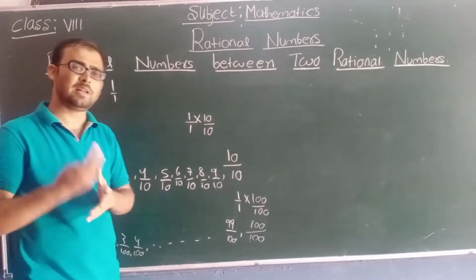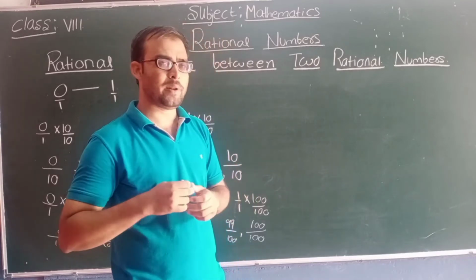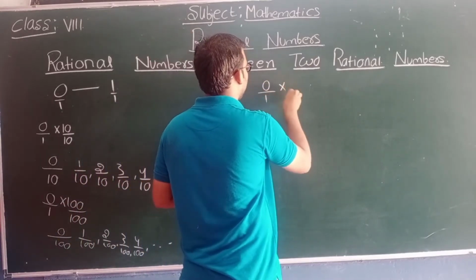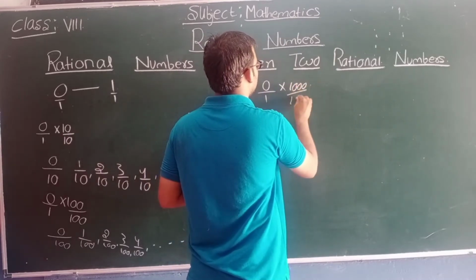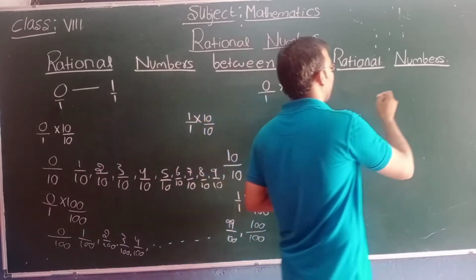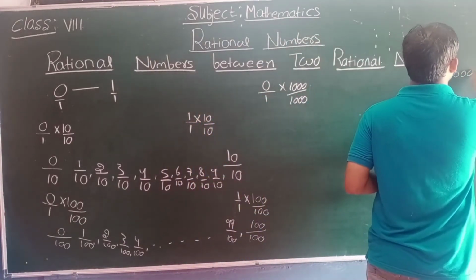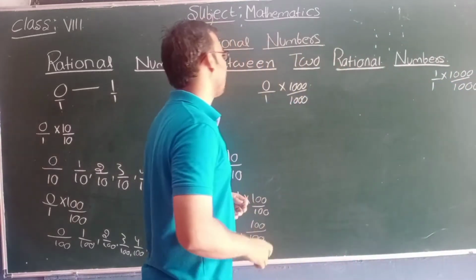If you want to get still more numbers, then you need to multiply by a still bigger value. That is, here you multiply 0 by 1 with 1000 by 1000, and here you multiply 1 by 1 with 1000 by 1000. Okay, so look at here, students.